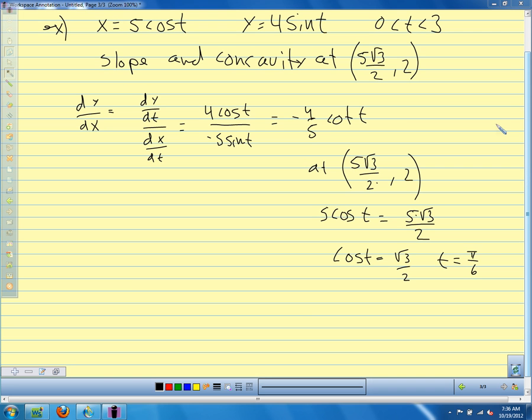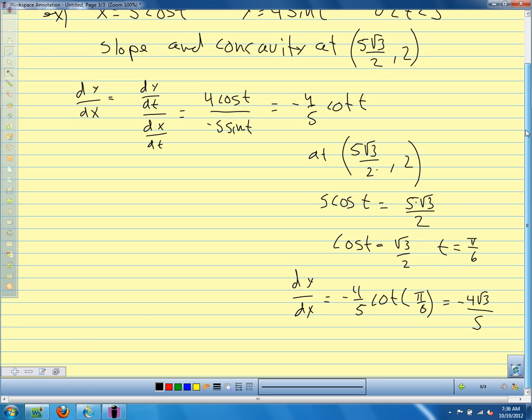So dy/dx, plug in t equals pi over 6 here: minus 4/5 the cotangent of pi over 6, which gives me negative 4 square root of 3 over 5. Cotangent of pi over 6 is square root of 3. So my slope at point 5 square root of 3 over 2 is negative 4 square root of 3 over 5. So our slope is negative.